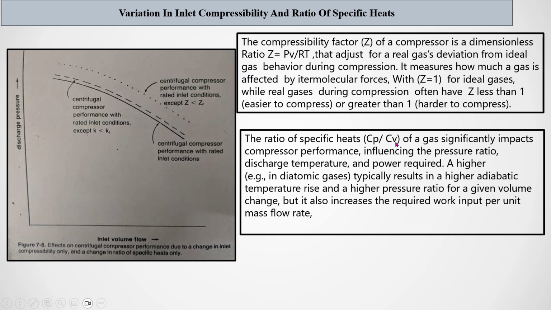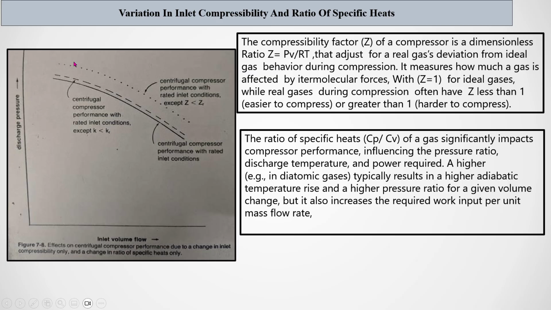Similarly, for the specific heat ratio also, Cp by Cv signifies the impact on compressor performance, influencing the pressure ratio, discharge temperature, and power required. A higher Cp by Cv typically results in higher adiabatic temperature rise and higher pressure ratio for a given volume change, but it also increases the required work input per unit mass flow rate. So if the specific heat ratio is less, then the performance curve will go up.